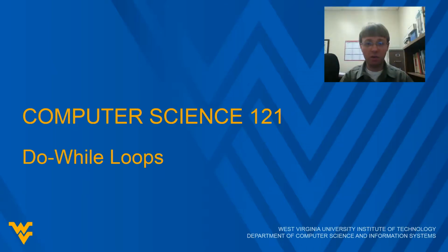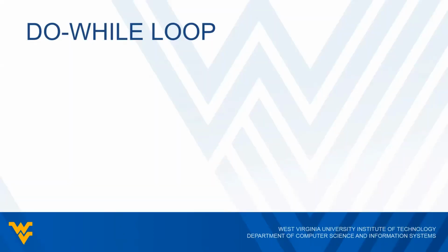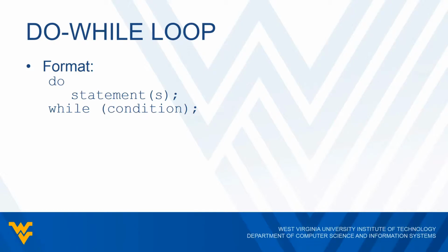In this lecture, we will introduce the do-while loop. Let's take a look at the format of a do-while loop. We're going to see that it kind of looks like a while loop. I mean, the while part is at the end of our statement here, not at the beginning. And then we also have this keyword do in here.